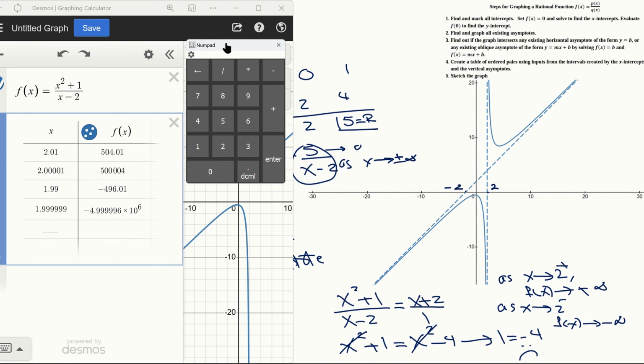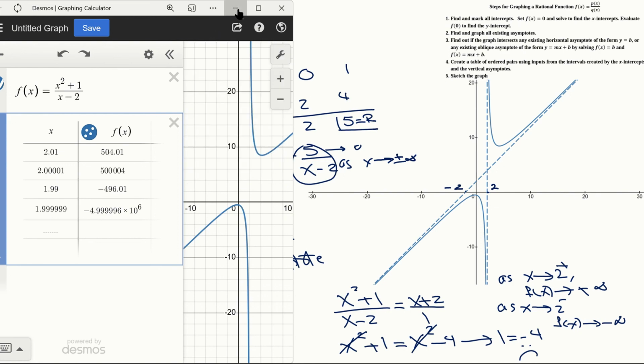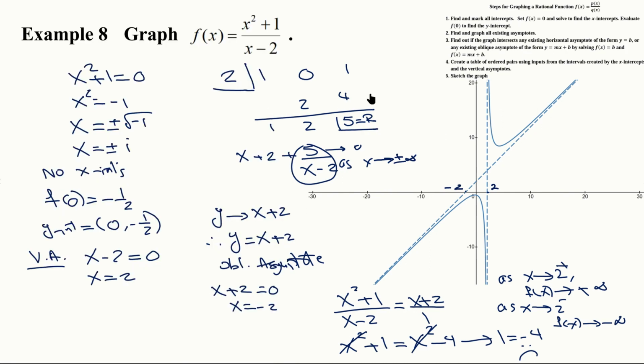All right, so that's basically it for this problem. Kind of an interesting problem, one with an oblique asymptote. All right, and we're going to do just one more problem which covers a case we haven't seen yet, and that's it for today.